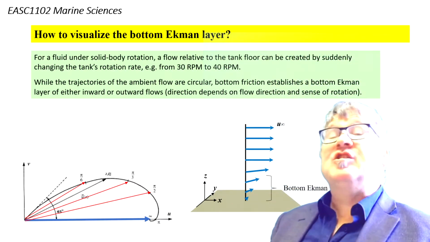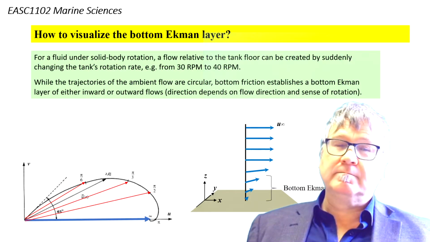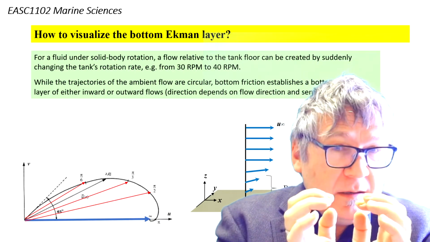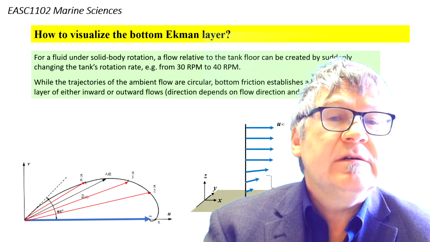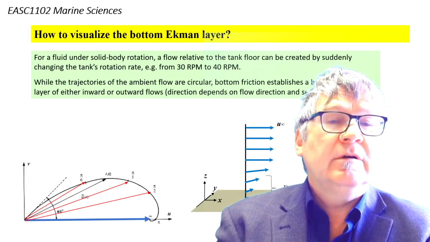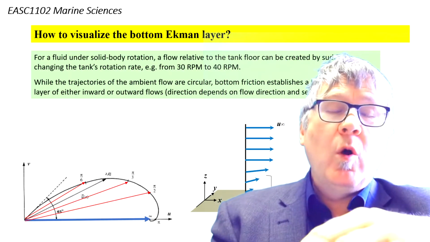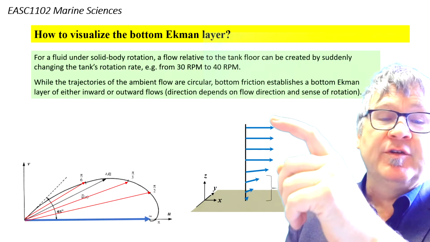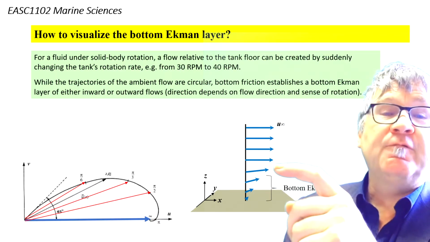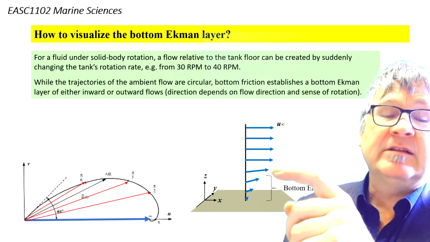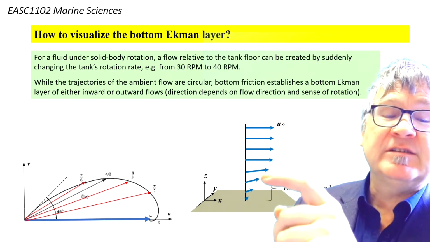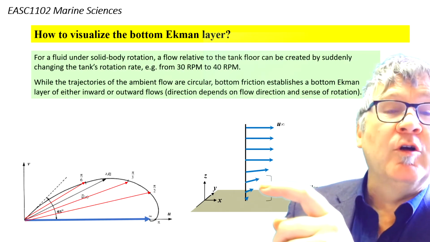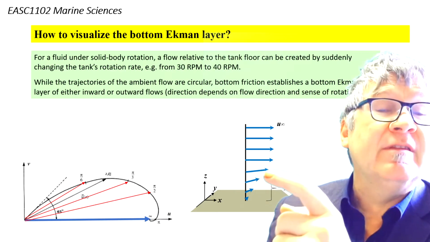Yes, you can also visualize the bottom Ekman layer. So what is the bottom Ekman layer? The bottom Ekman layer establishes in a rotating fluid once you have a flow relative to the bottom. And that's shown in little sketches. Here you have a horizontal flow, and due to friction with the seafloor, you get something that we call a bottom Ekman spiral, bottom Ekman layer. The speed of the flow becomes weaker towards the seafloor and the direction changes.